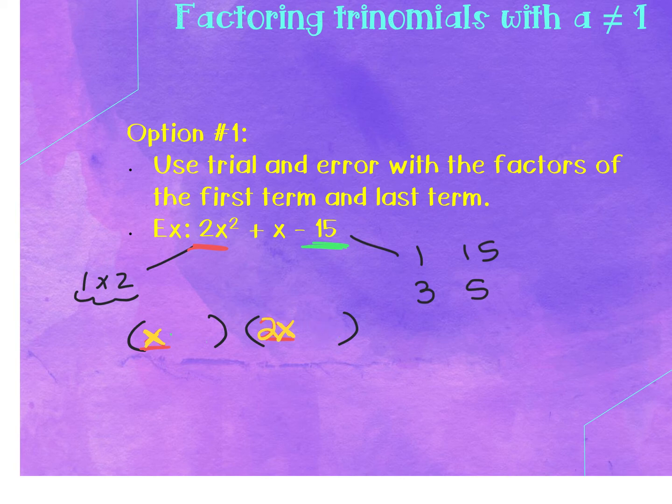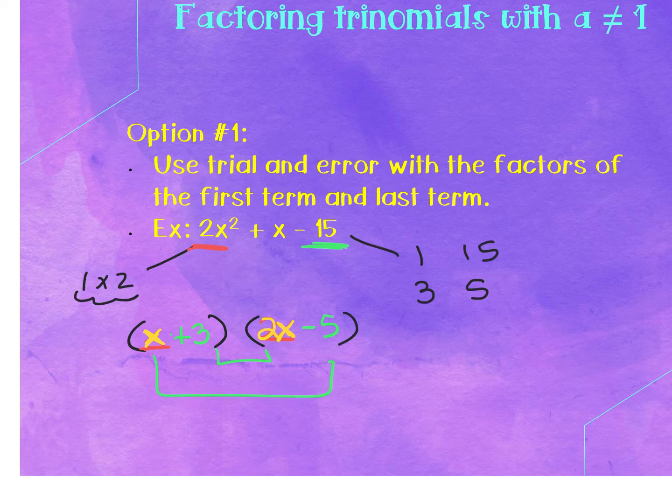And again, you could have reversed the spot of the 1 and the 15. So let's say instead, I'm going to put the positive 3 here and the negative 5 here. And now again, you're going to FOIL it to see if it goes back. And again, you're mostly just doing outer and inner.